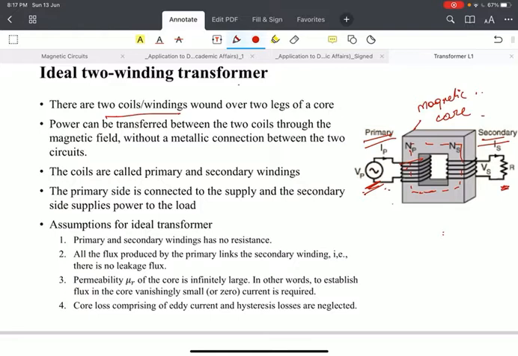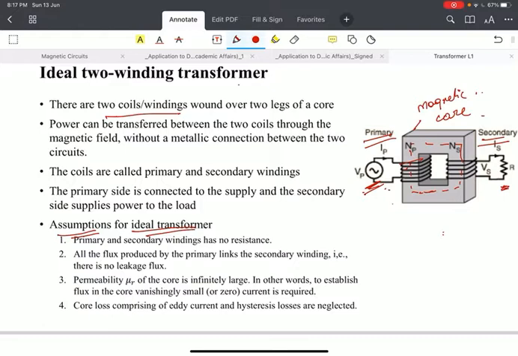So when we are considering an ideal transformer, we will assume a few things which are not the case in a real transformer. We will assume that the primary and secondary windings have no resistance, whereas in the real case, the primary will have resistance. Any conductor will have its resistance, so there will be losses, and therefore even the coil connected across the transformer will also have resistance. But for the sake of the ideal transformer, we are considering that the primary and secondary windings have no resistance.